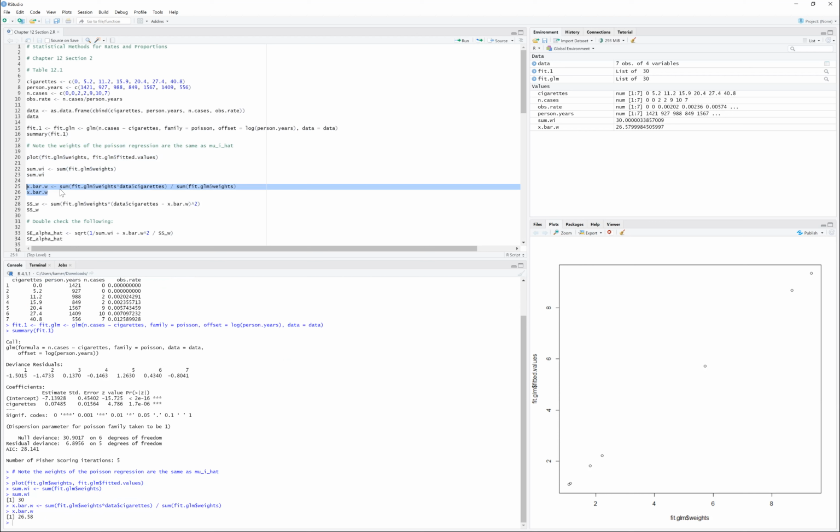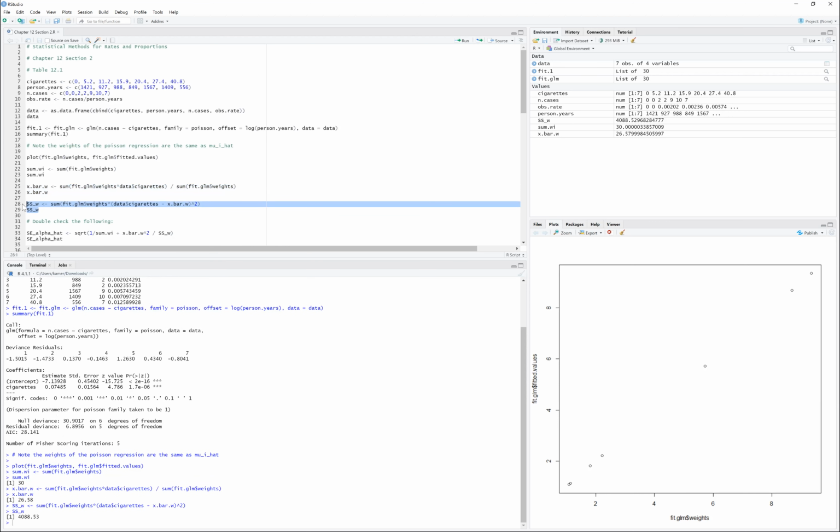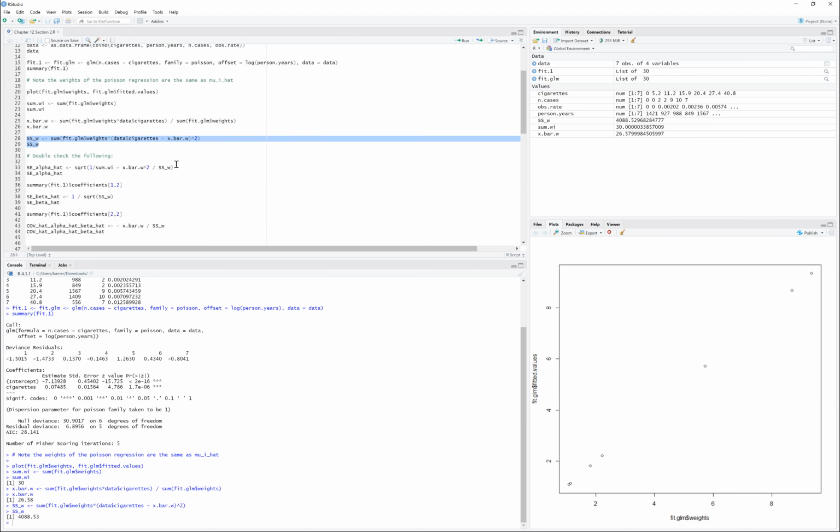Okay, so we define X bar W. We get 26.58. All right, we're going to calculate SSW, which is on the top of page 348 before equation 12.15. And we get SSW as 4088.53. Okay. From there, we're going to get the standard error. I used alpha hat here and beta hat, but in the textbook, they use beta 0 hat and beta 1 hat. It's all the same.